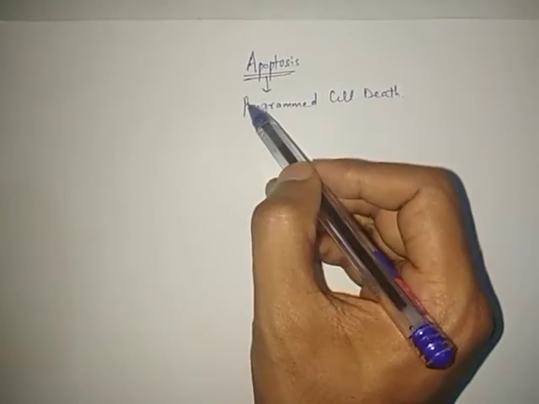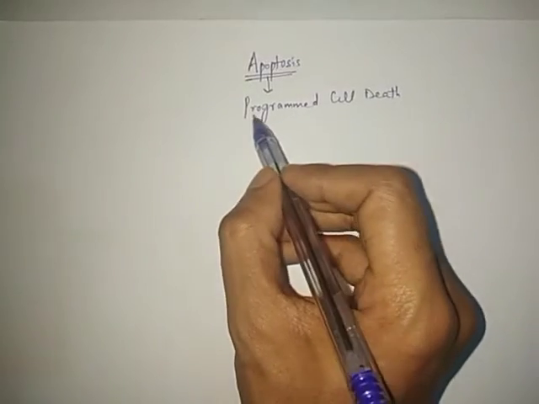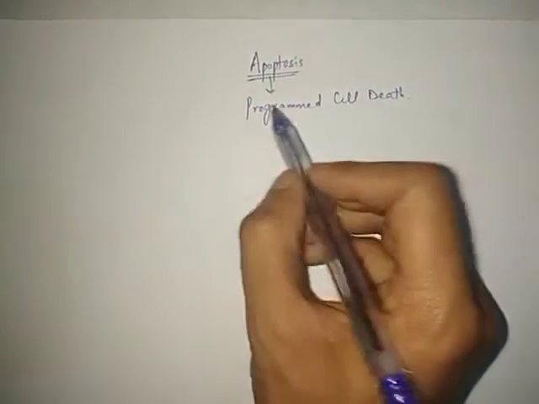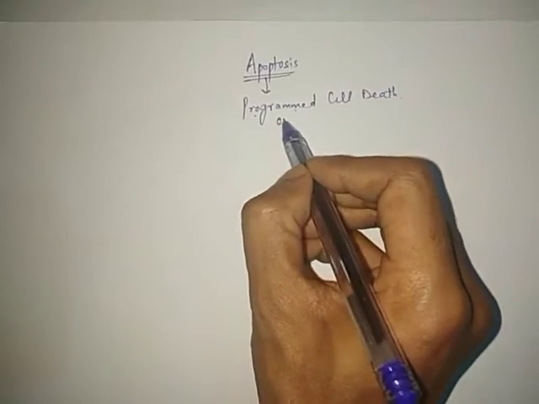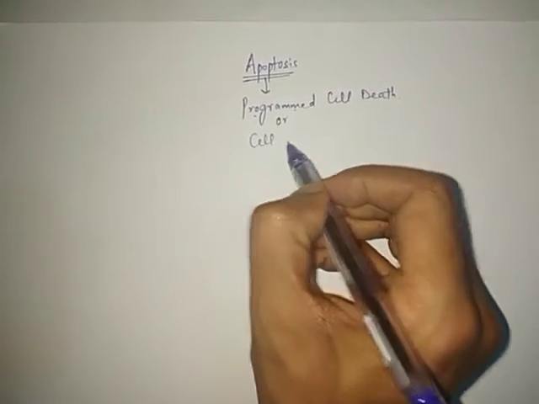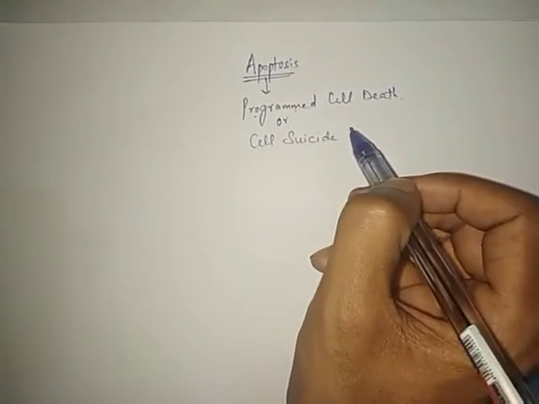The body has a defense mechanism to destroy it, and it destroys it in a very programmed way, and apoptosis is thus called programmed cell death, or sometimes it is also called cell suicide.